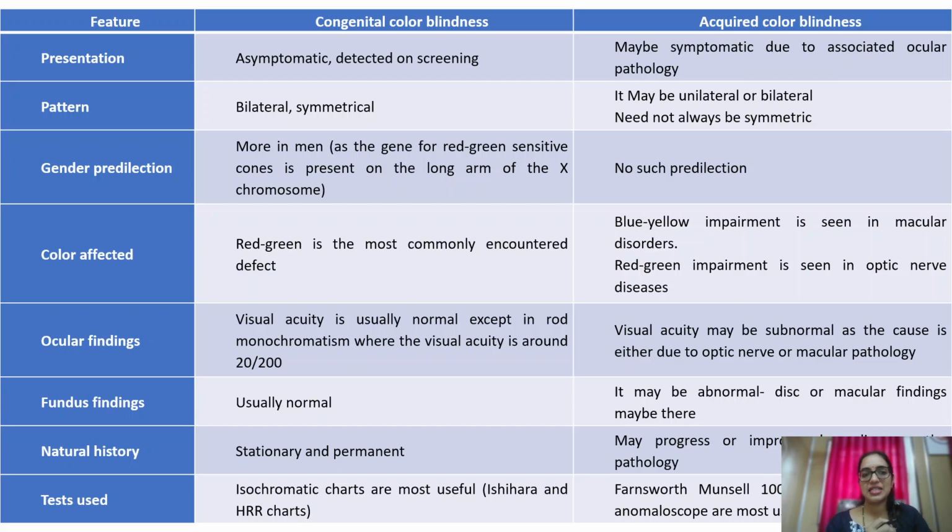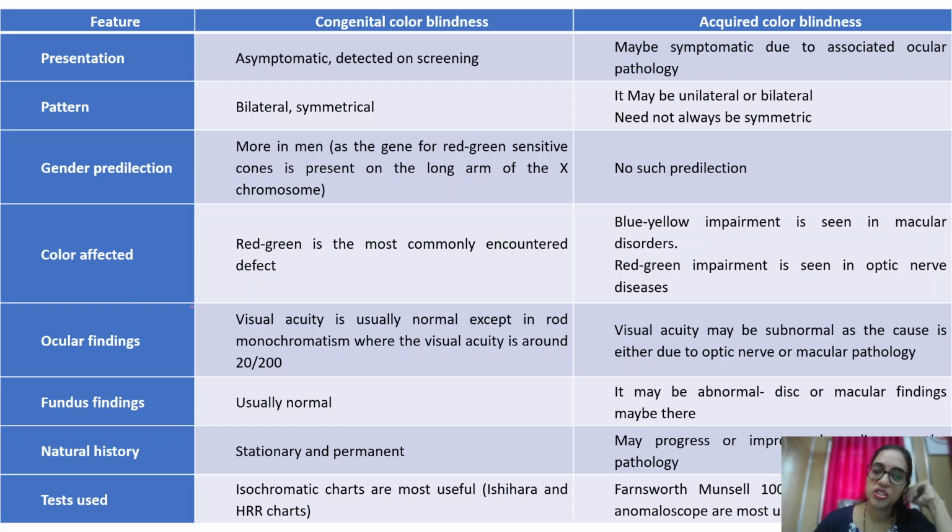Congenital color blindness is asymptomatic, like I explained to you. Acquired may be symptomatic. They may see one eye worse than the other. It can be unilateral or asymmetric, whereas congenital color blindness is bilateral and symmetric. Congenital color blindness is seen more in men, but no such gender predilection is seen in acquired. In congenital, red-green is most commonly encountered, whereas in acquired, you can have blue blindness in macular disorders and red-green issues in optic nerve disorders.